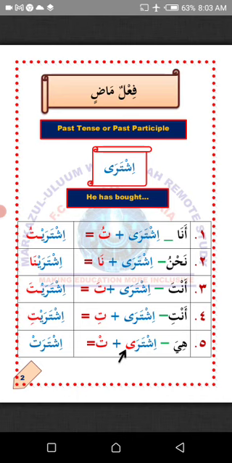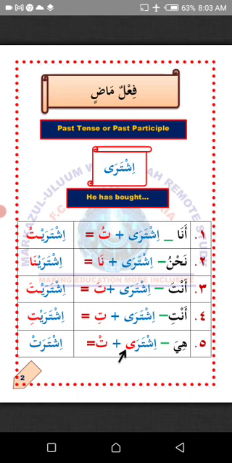Thalatha, number three. Anta, you, representing a single male person. So how do we now change the verb ishtara to suit anta? All you need to do is to attach ta'un carrying fataha to the last letter. Then you give sukun to the letter before it. The verb ishtara will now become ishtaraita, which means you have bought.